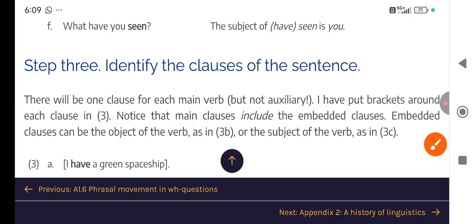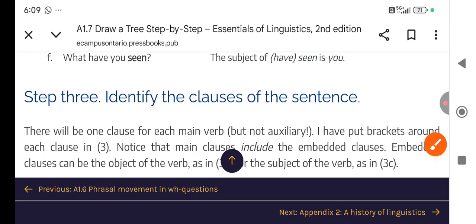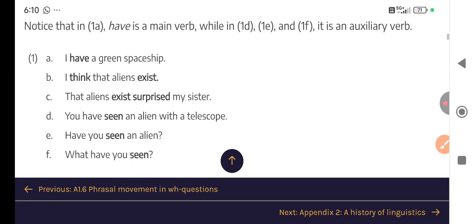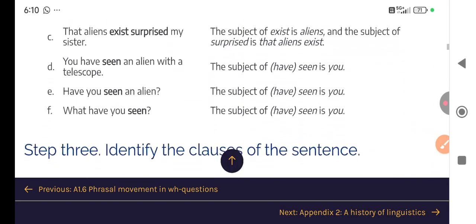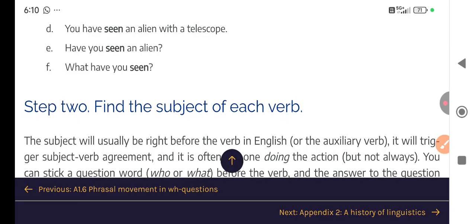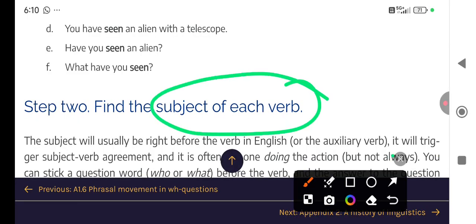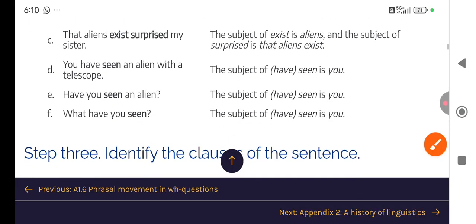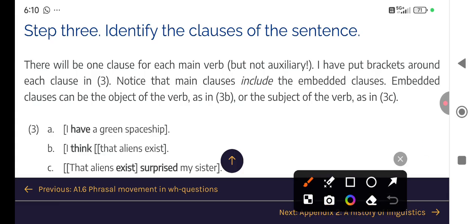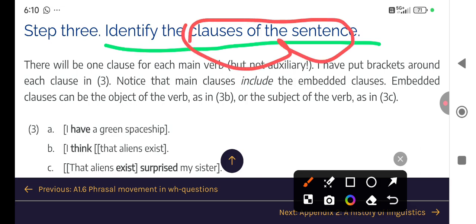Okay. So finding the subject is the second step. First step, you have to find out the main verb. Number two, you have to find out the subject of the verb, right? Suppose there are a number of verbs, so you have to find out the subject of each verb. Now moving to the third step, that's to identify the clauses of the sentence. That's very important, identify the clauses of the sentence.